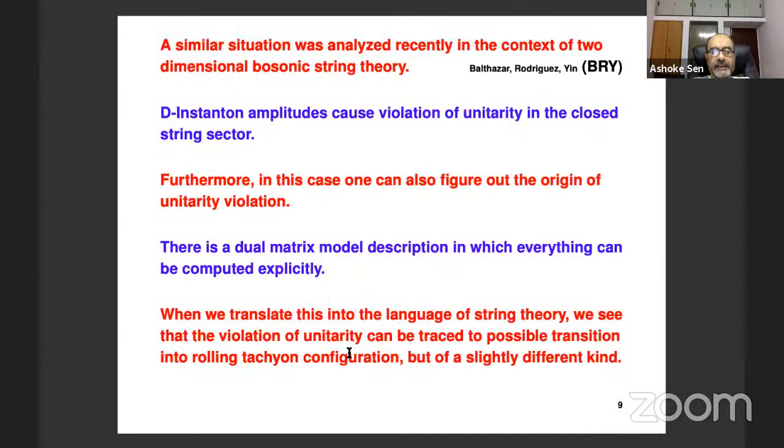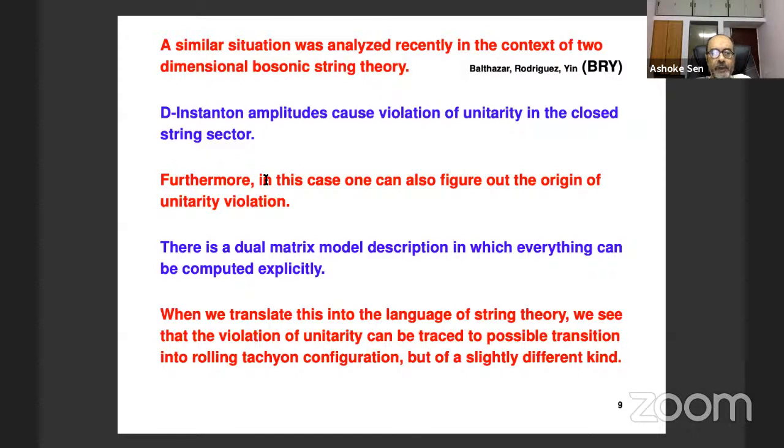Now, this is not a totally unfounded worry, because a similar situation was analyzed recently in the context of two-dimensional bosonic string theory by Balthazar, Rodriguez and Yin, well referred to as BRY. And what they found is that D-instanton amplitudes cause violation of unitarity in the closed string sector in this two-dimensional bosonic string theory. And this theory, I should just add, maybe I'll say more about it later. Perturbatively, this is a perfectly consistent theory. Nevertheless, the D-instanton amplitudes do cause violation of unitarity.